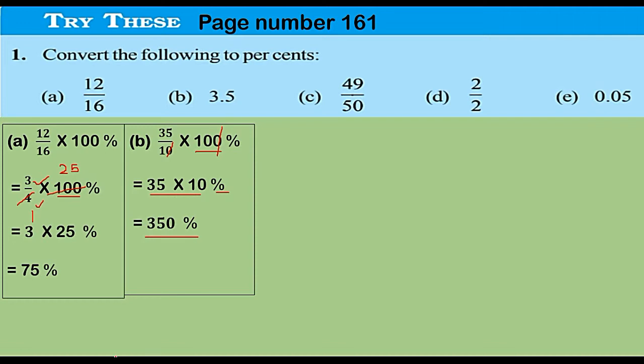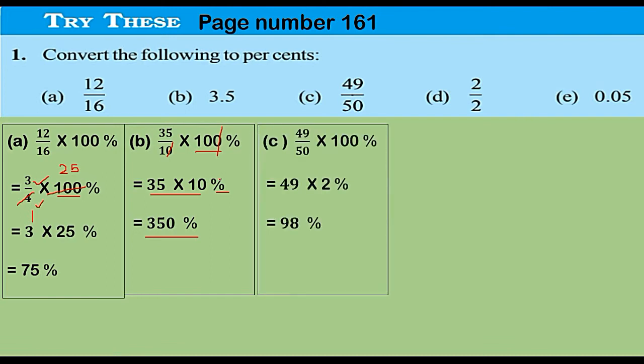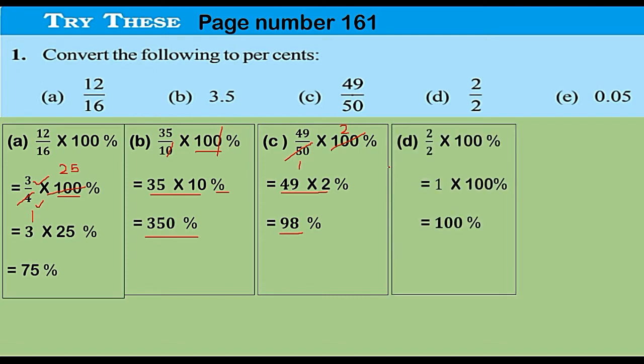Next one, question number 1C. 49 upon 50. 50 ones are, 50 twos are. 49 multiplied by 2 will give you 98. So it becomes 98%. Next D. 2 upon 2. If I cut it, what I get? 1. 1 multiplied by 100 is 100. And we are converting it to percent. So put the symbol.